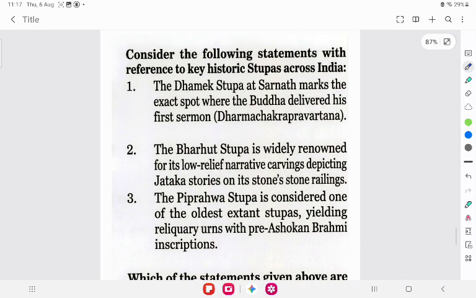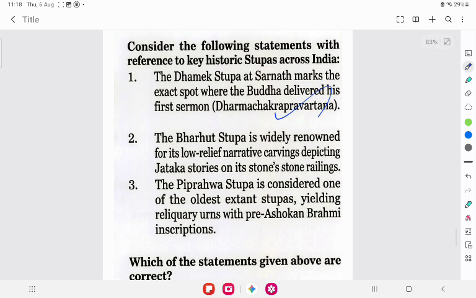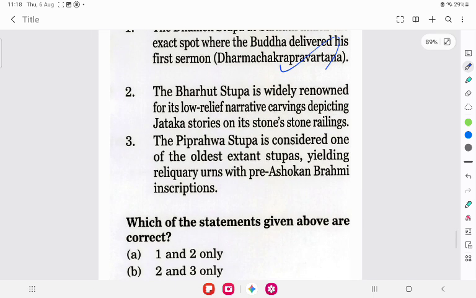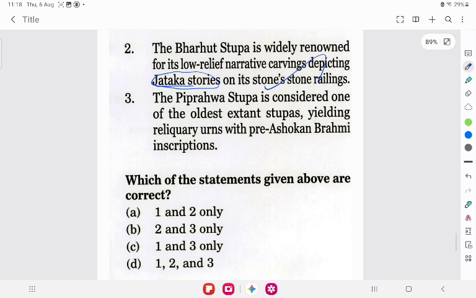So, the next question is, consider the following statements with reference to key historic stupas across India. The Dhamek Stupa at Sarnath marks the exact spot where the Buddha delivered his first sermon, Dhammachakra Parivartana. Yes, this statement is correct. The Barhut Stupa is widely renowned for its low relief narrative carvings depicting Jataka stories on its stone railings. Yes, this statement is correct.